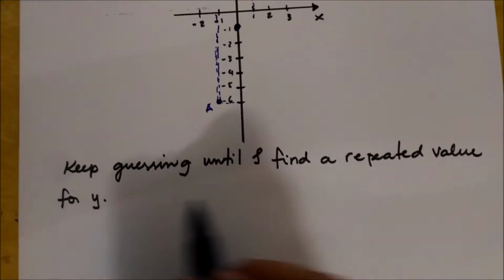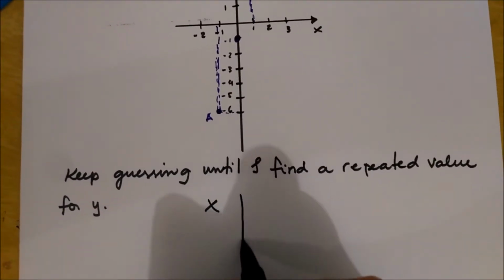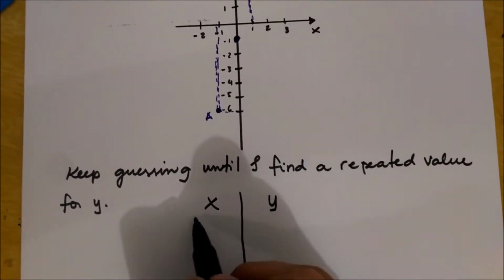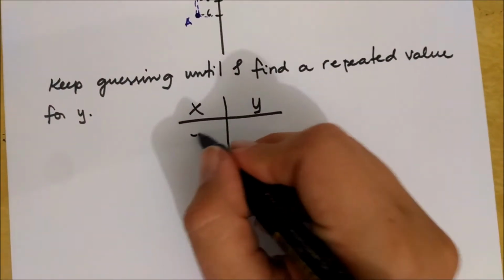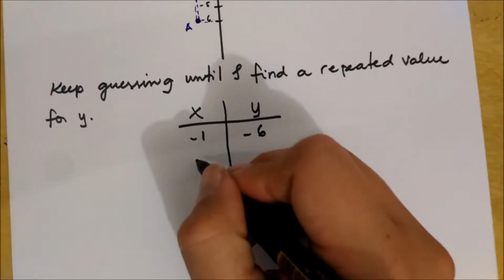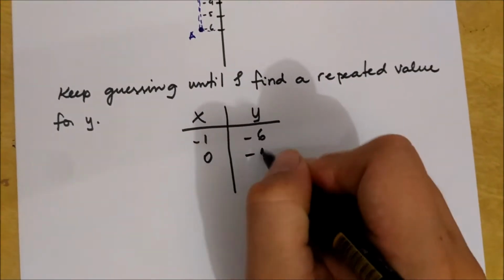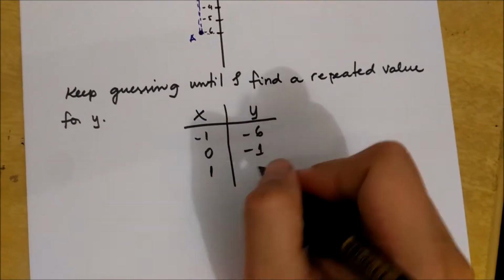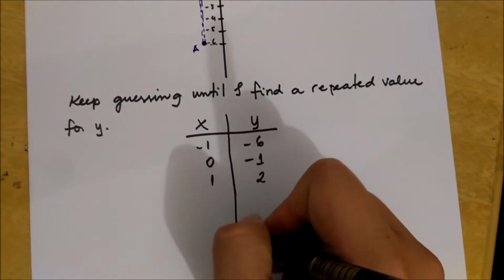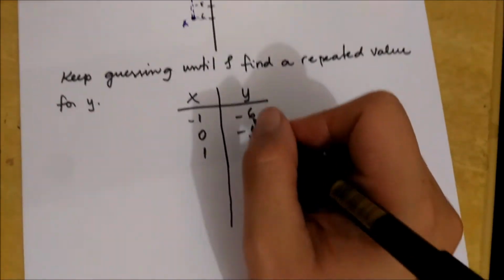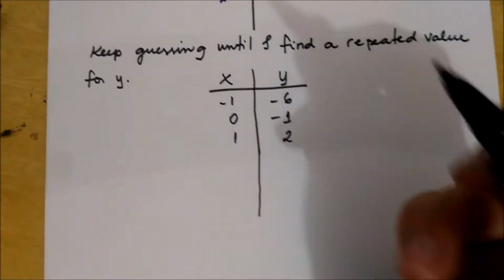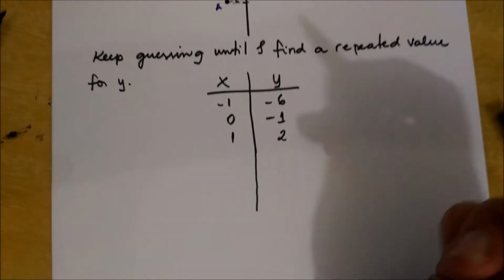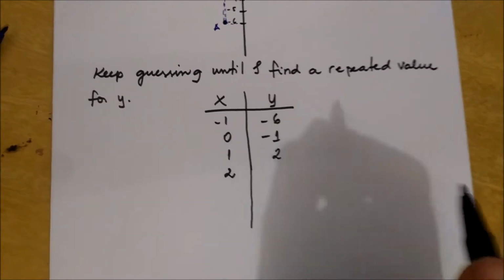So I have already guessed. Gonna rewrite my table. We guessed -1, -6. We guessed 0, -1. We guessed 1 and 2. So far now, I haven't any y value that's repeated. So I'm gonna have to keep guessing until I see a number that's repeated. So I'm gonna do 2 now.